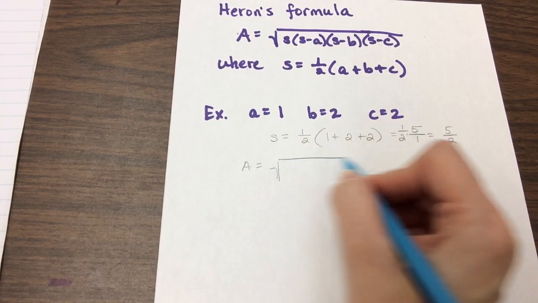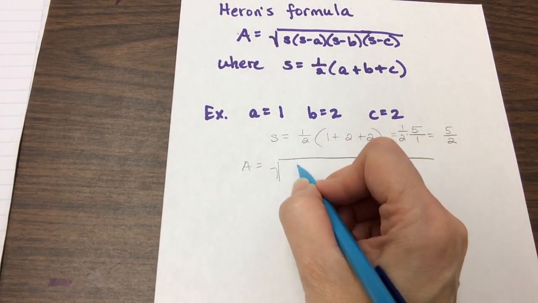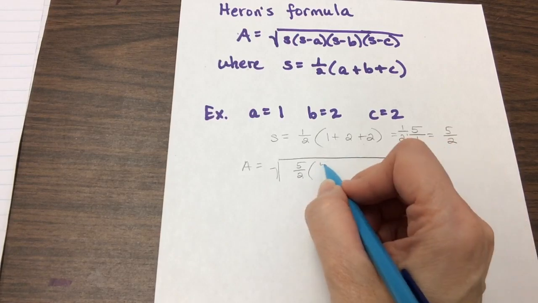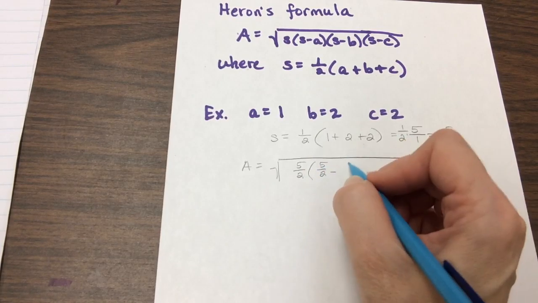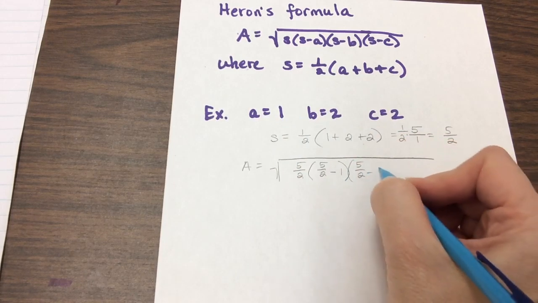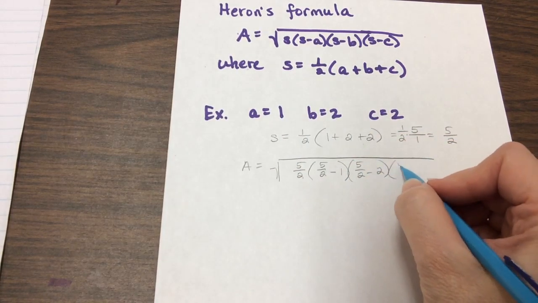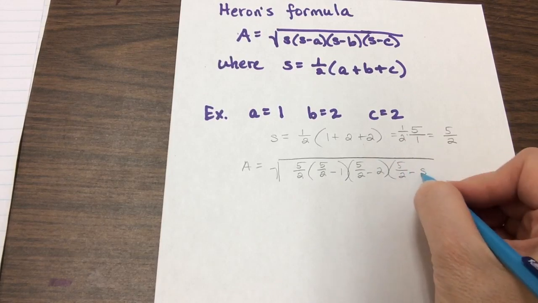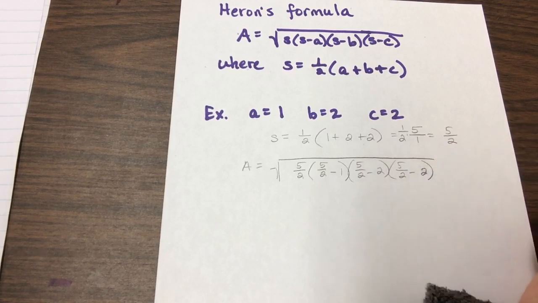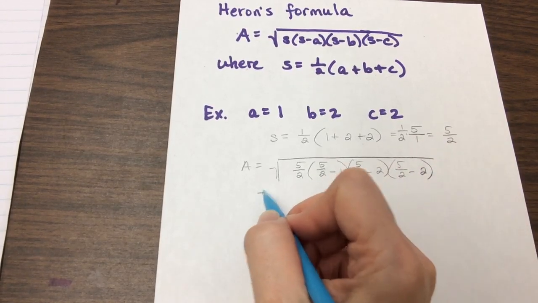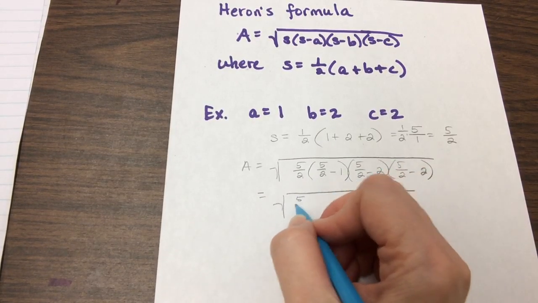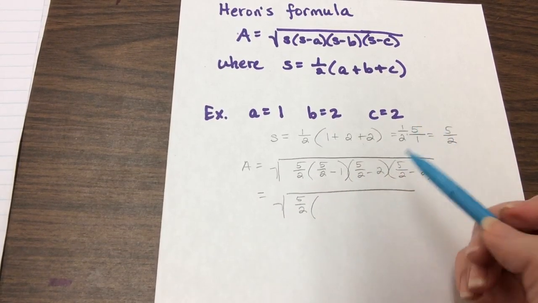So my area is going to equal the square root of what I found to be half the perimeter times s minus side 1, times s minus side 2, times s minus side 3. Alright, and if I simplify this out, I could use my calculator or whatever. I'm not going to use a calculator here. I'm just going to do some fractions here.